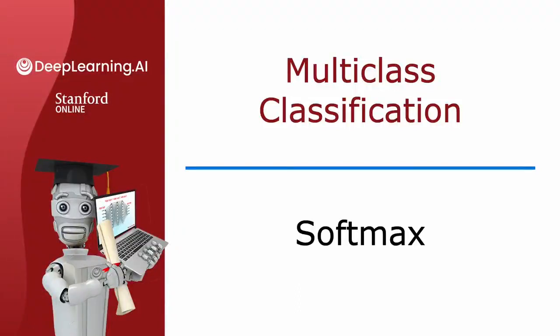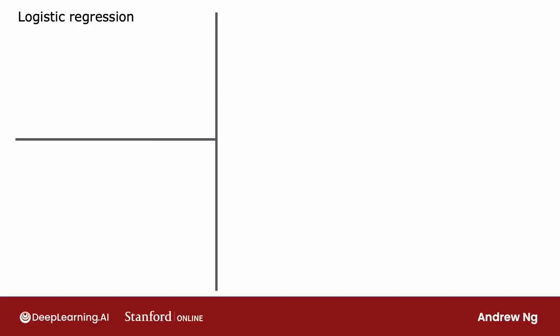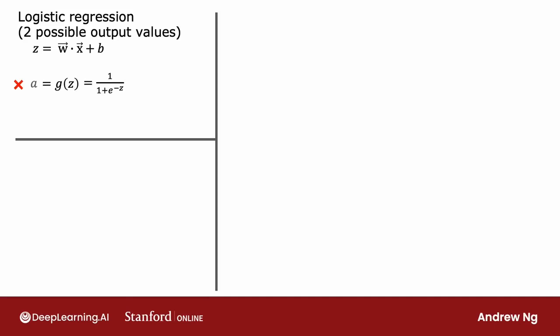The softmax regression algorithm is a generalization of logistic regression, which is a binary classification algorithm, to the multi-class classification context. Let's take a look at how it works. Recall that logistic regression applies when y can take on two possible output values, either 0 or 1. And the way it computes its output is you would first calculate z equals w dot product with x plus b, and then you would compute what I'm going to call here a equals g of z, which is a sigmoid function applied to z.